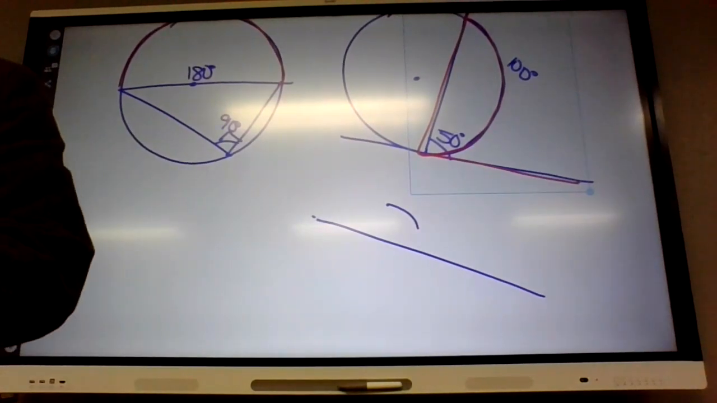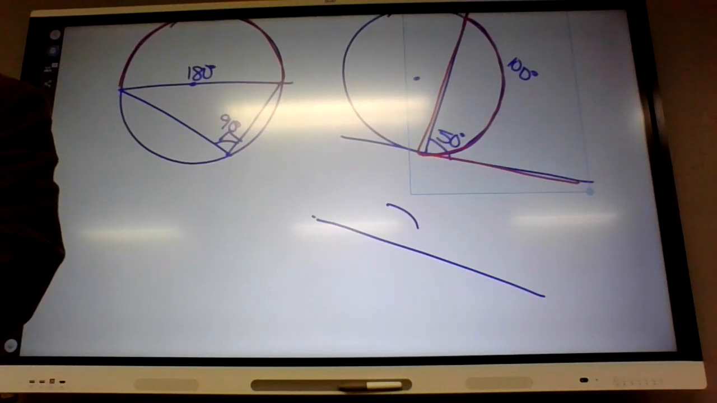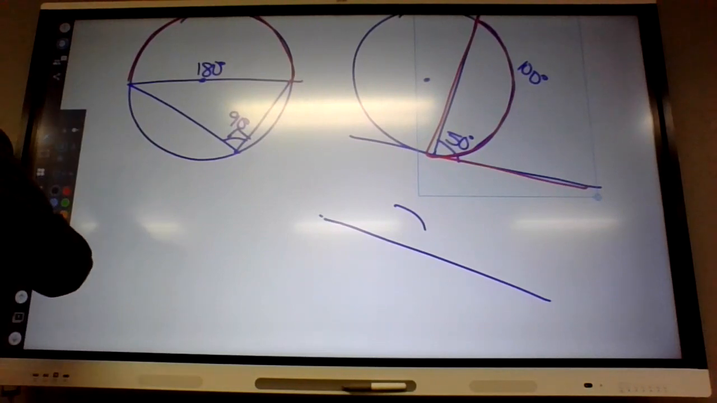All right, what did I forget? If two inscribed angles intercept the same arc, they have to be congruent. Oh, this one's important. I did forget something.